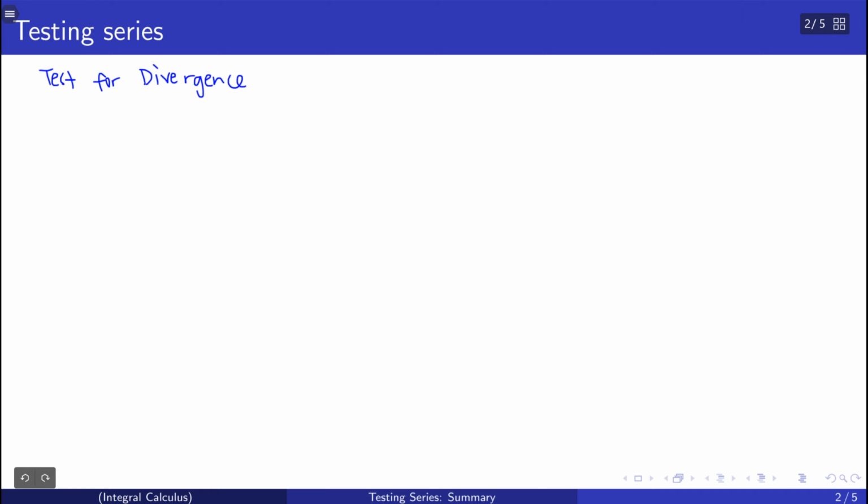it detects whether a series is divergent by looking at the limit of a sub n. If that a sub n term goes to something other than 0, then there's no way the series can converge. Otherwise, you apply the test. If a sub n does not go to 0, then you're done. It's divergent. Okay, now what if a sub n does go to 0? Then the test for divergence doesn't tell you anything. It might converge, it might diverge.